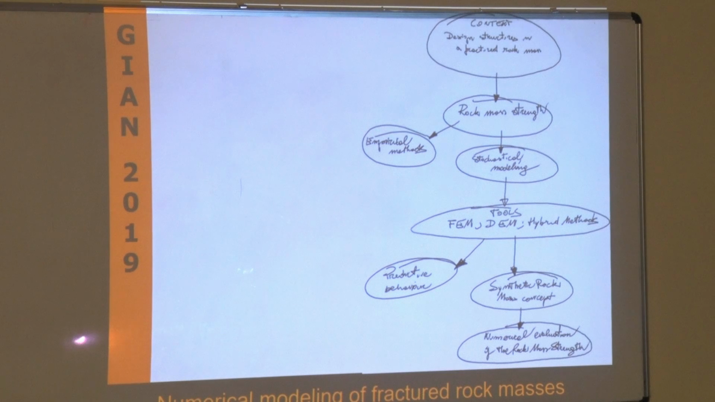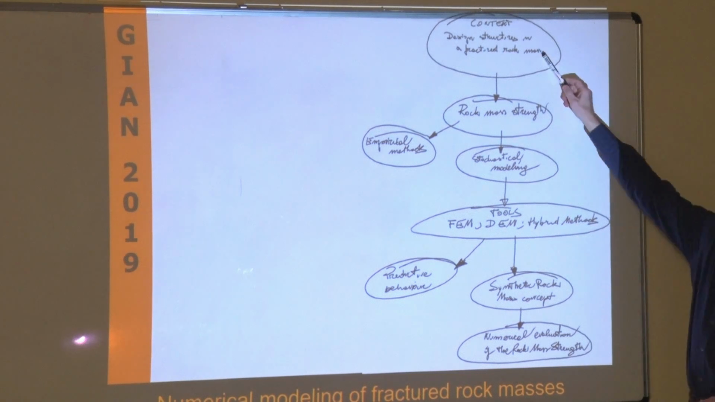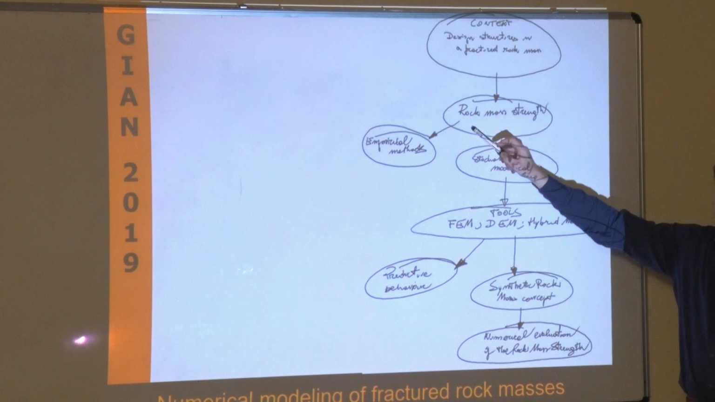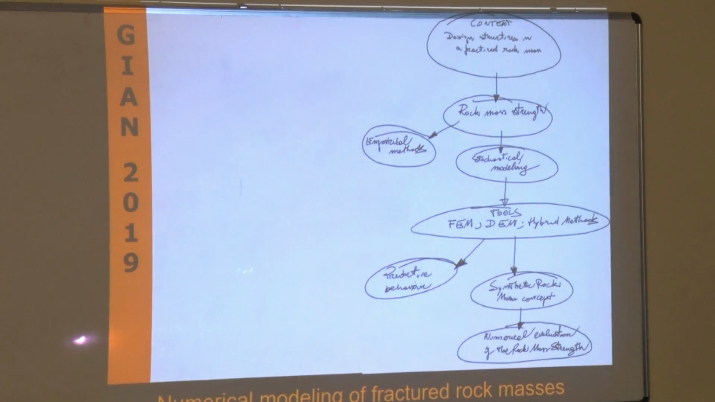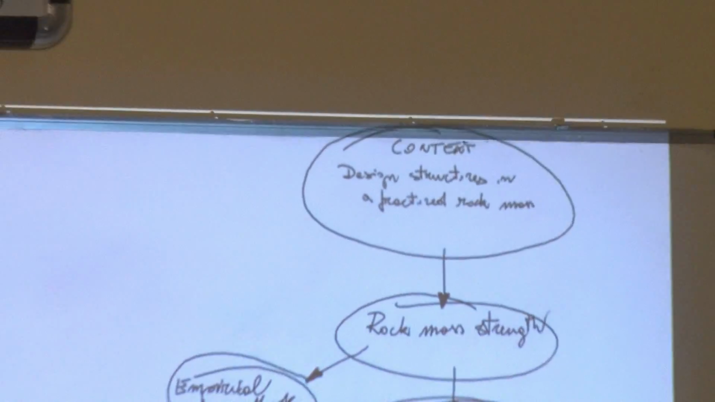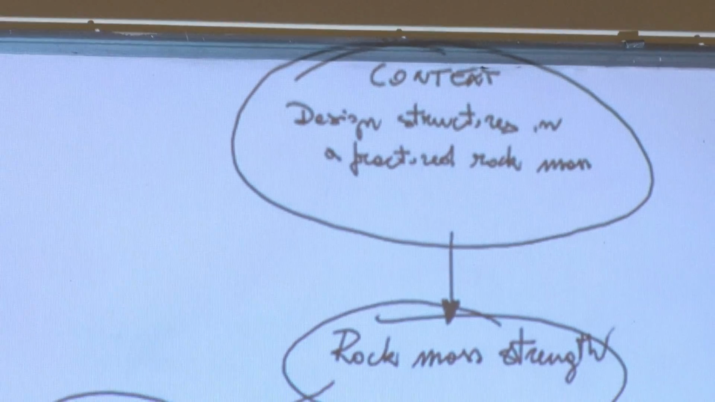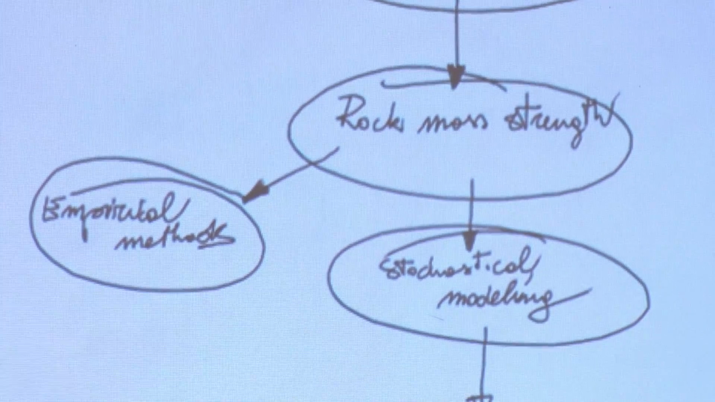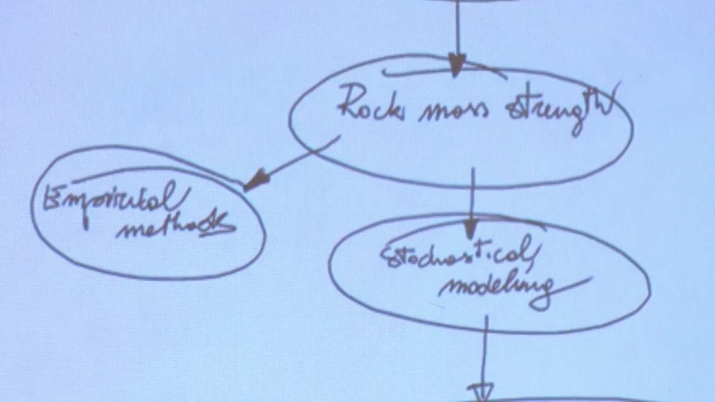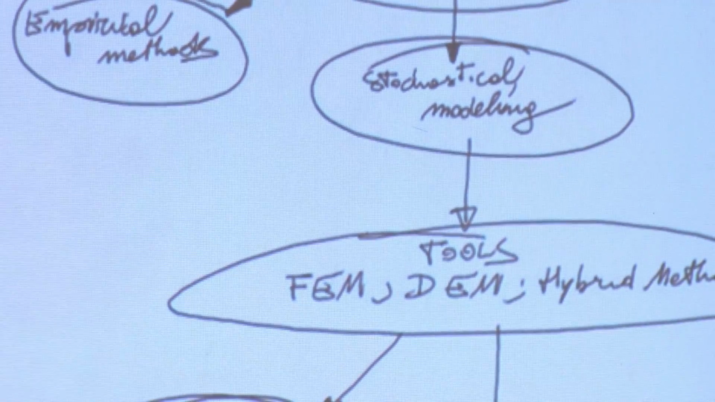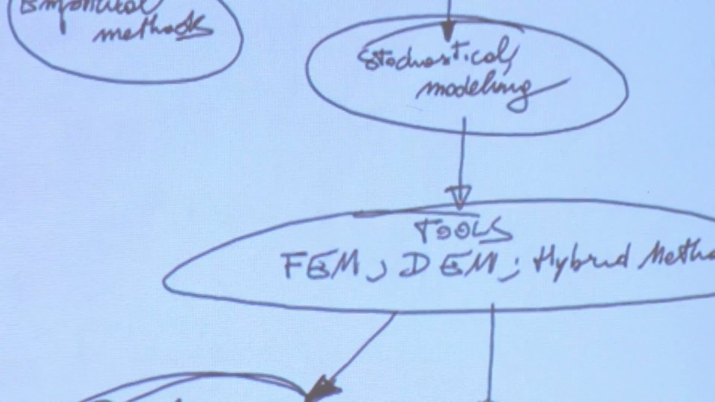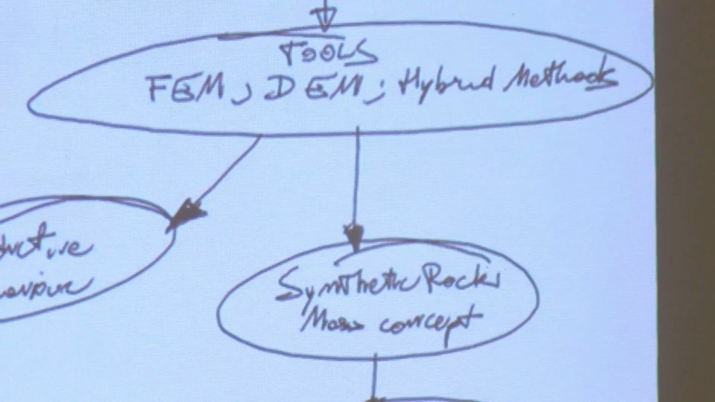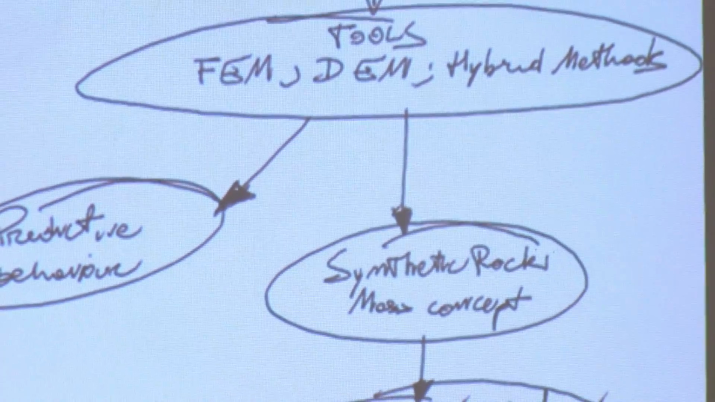What are the tools? So far, we were focusing on rock mechanics, so rocks. Specifically, what we're looking at has been the rock mass. The rock mass is the intact rock plus the fractures. There are empirical methodologies, and we saw some of those. There are some stochastic models that we're going to soon see. And there are tools that actually are the computer models.